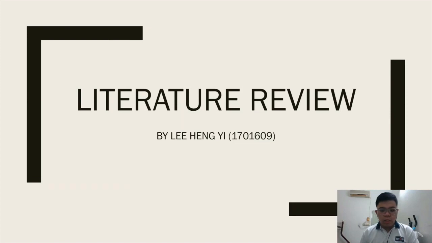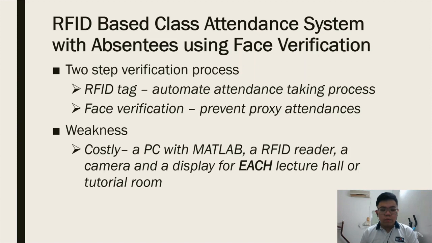Hi, I am Liegi and I'm going to present on the literature review of our assignment. So this is the first system review. This system uses a two-step verification process, which includes the RFID and face verification. The RFID tag automates the attendance taking process, while the face verification prevents proxy attendance, or what we call fake attendances. The weakness of this system is that it is costly to implement because it requires many additional devices for every lecture hall and tutorial room.